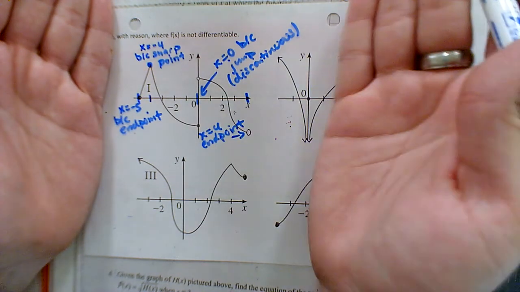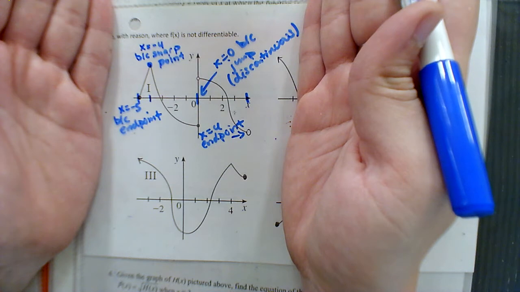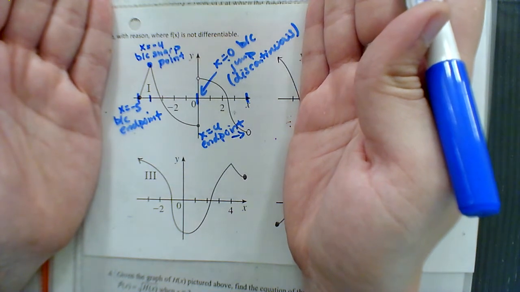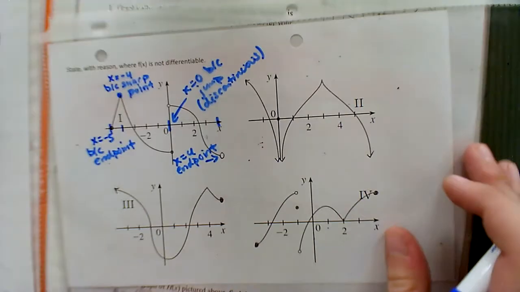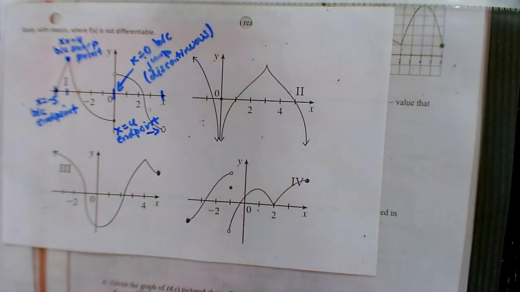Looks good. We getting the hang of it? Kind of better than yesterday? I know we had examples yesterday, but not that had multiple things going on like this one did. Okay, let's move on to number 2. Can you find some x locations where a derivative doesn't exist?